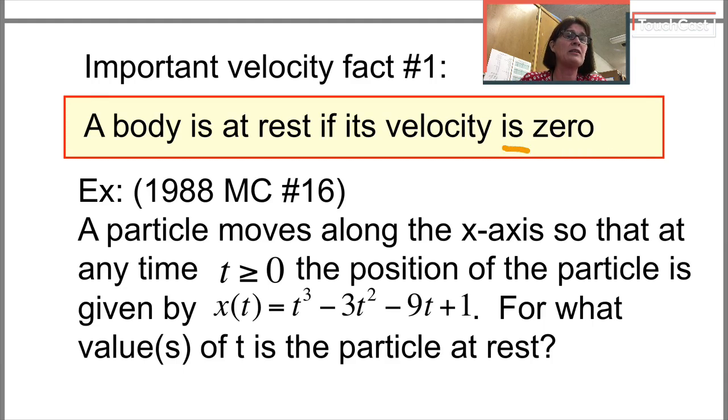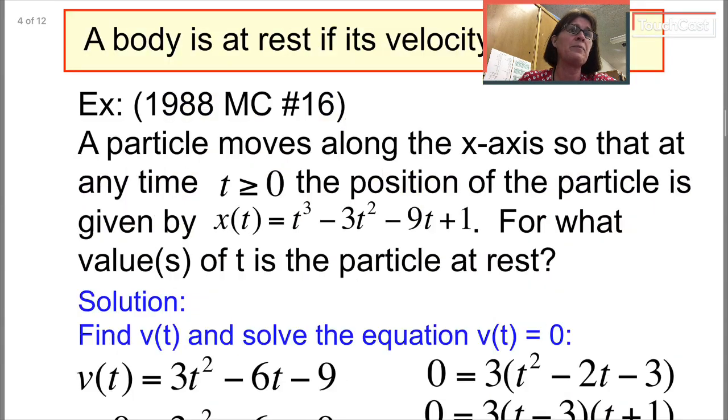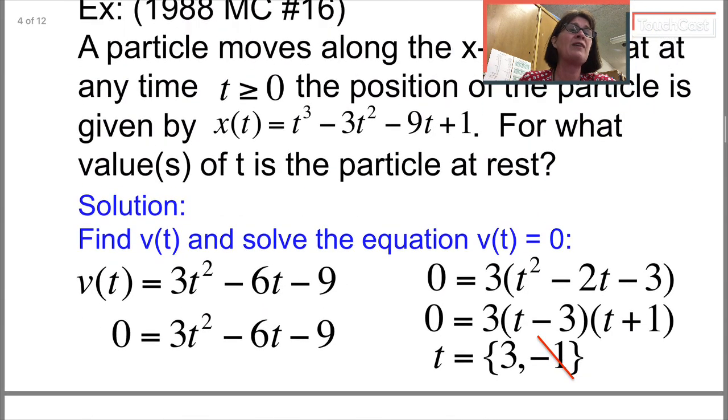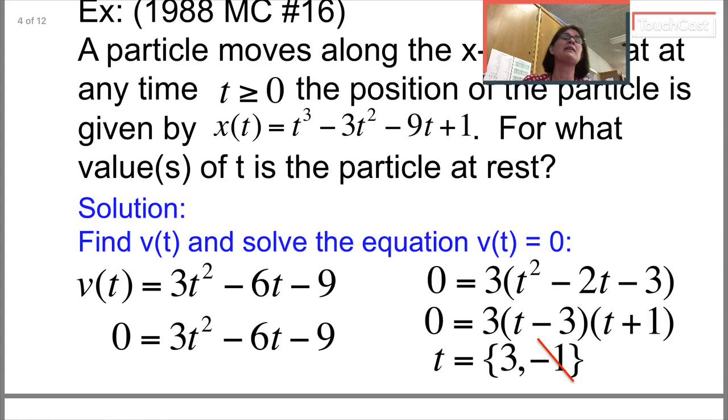Well, I don't have a velocity function. I've been given the position function. That's where the calculus comes in, because you know now that to find velocity, we're going to take the derivative of position. So I have labeled my velocity function v of t. I've used the sum and difference rule and also the power rule to find v of t. So this 3 comes down to the front to multiply, this 2 comes to the front to multiply the 3, and I end up with v of t equal to 3t squared minus 6t minus 9.